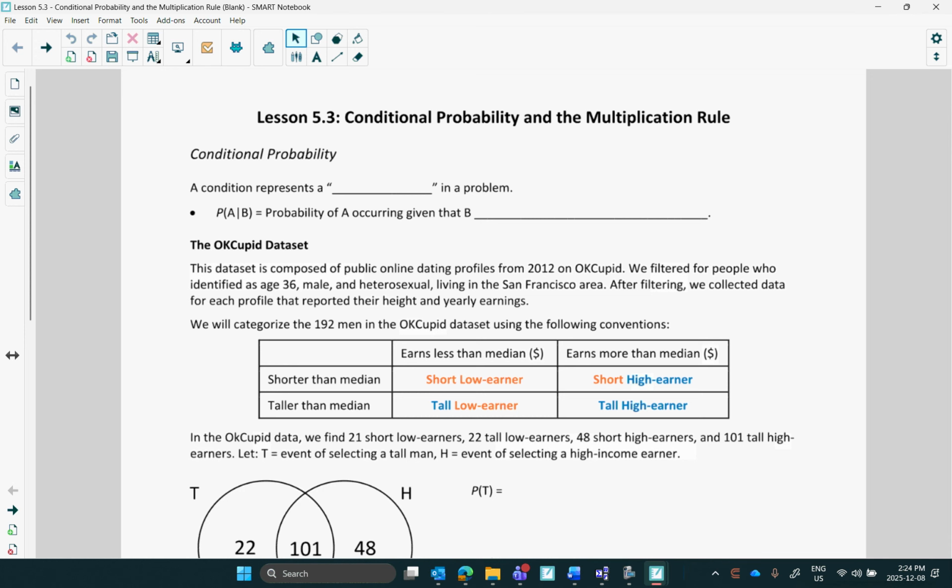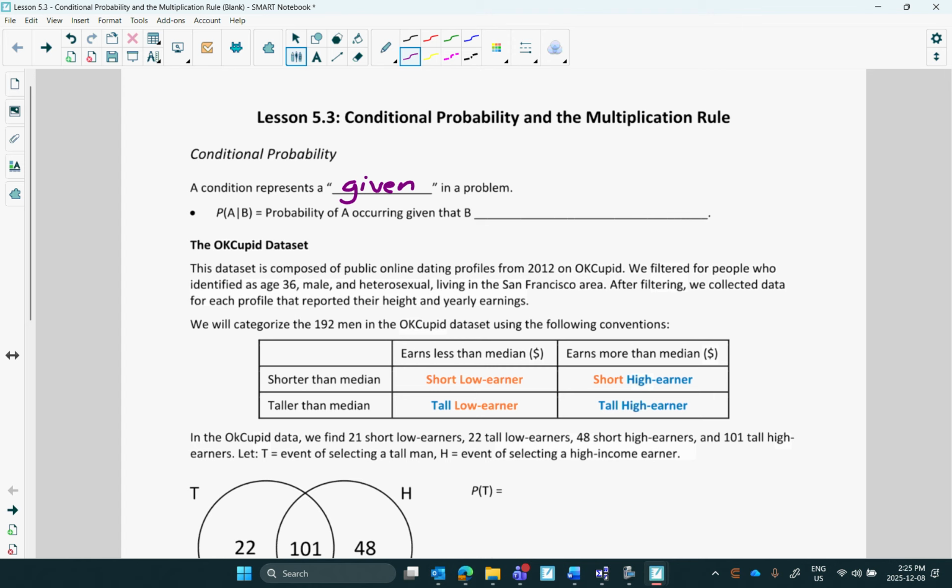We've talked about simple probability, calculating simple probability. We've talked about how to calculate if one or another event happens. And that was involving the addition rule. Now we're going to talk about situations where we multiply. And when we multiply, it involves conditional probability. And a condition itself represents a given in a problem.